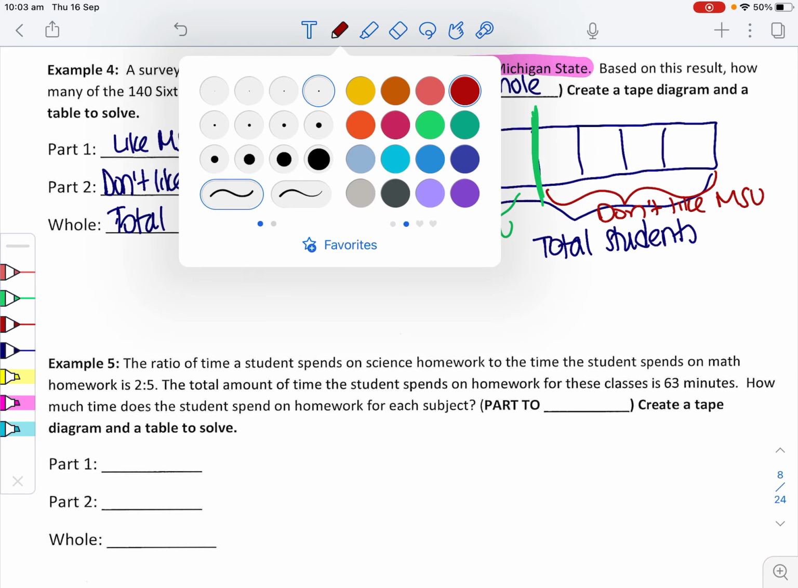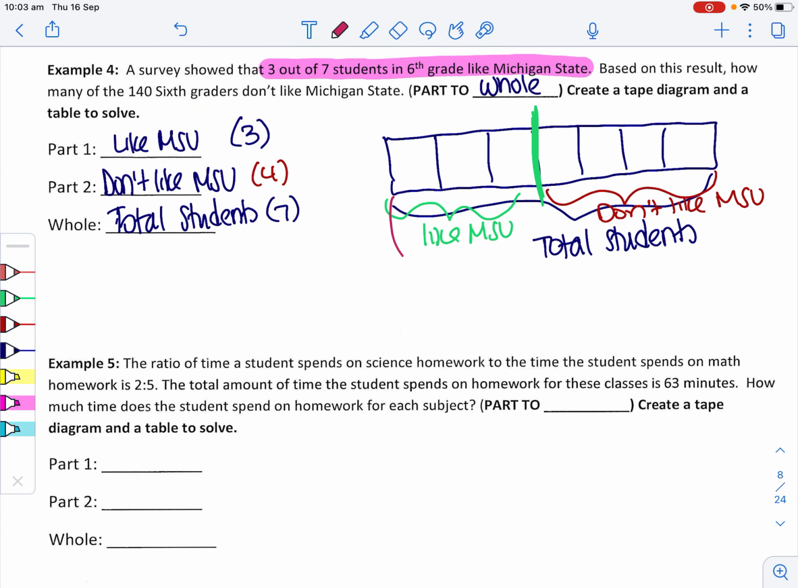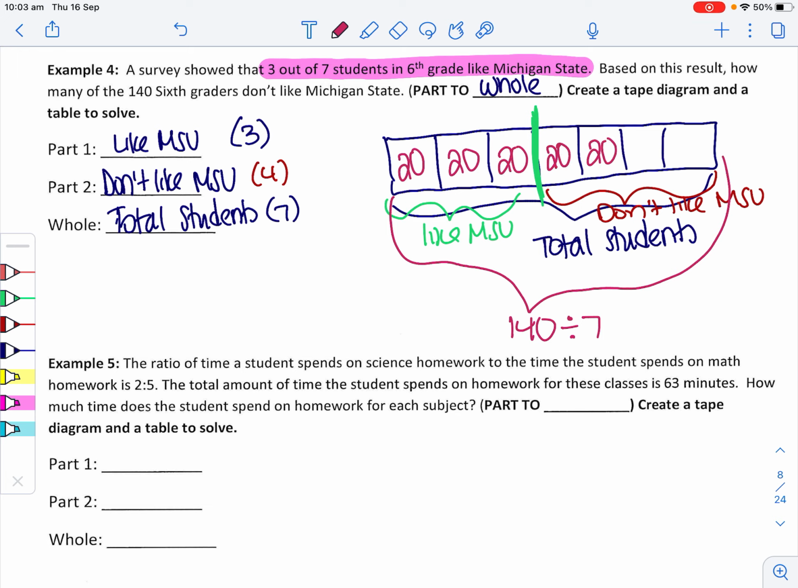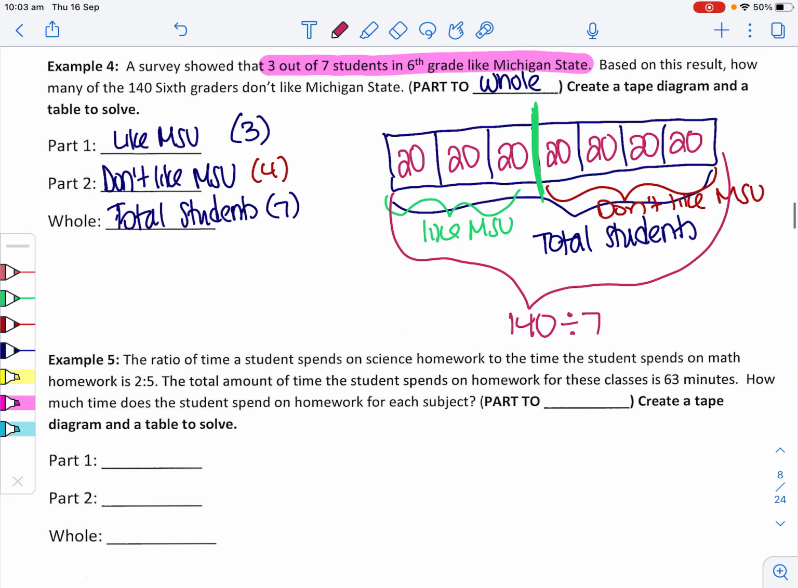So I am going to take those 140 sixth graders and I'm going to split them into 7 equal parts. That's going to put 20 sixth graders in each spot. That means that 60 of them like MSU and 80 of them don't. So I'm going to say 80 students don't like MSU.